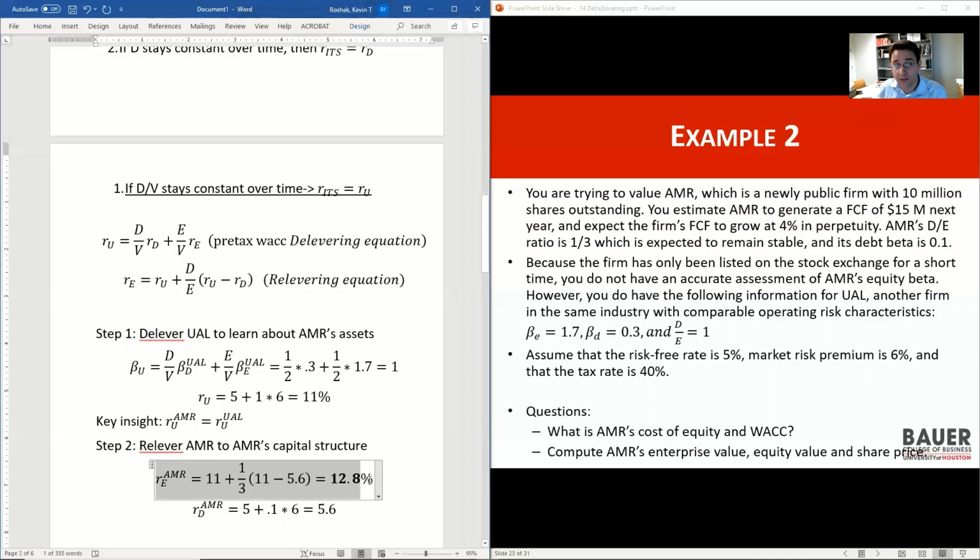This is very helpful because we had no data on AMR, right? They were newly public. You didn't see what was going on with their equity. But we can use some other company that has similar operations and infer what should be going on with AMR's equity. So you can see how this opens up a lot of avenues for us. It gives us a lot more data to work with when we're trying to estimate our discount rates.